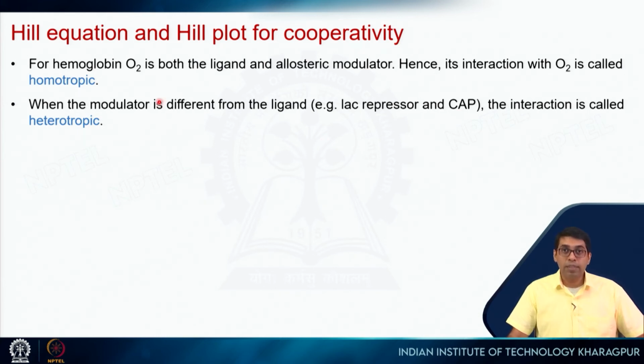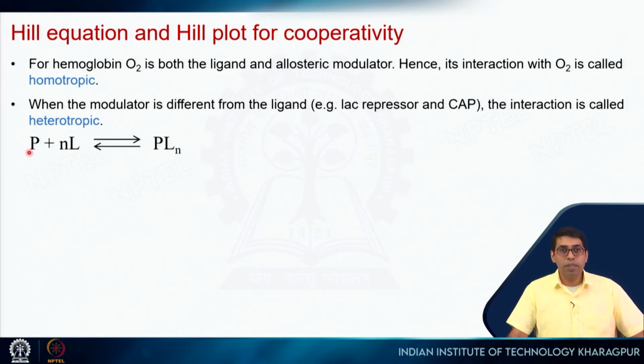So here the modulator is different from the ligand, and this type of interaction is called heterotropic interaction. But in case of hemoglobin, the modulator and the ligand are both oxygen. So binding of oxygen to one subunit results in tighter binding of oxygen to the second subunit, right? So here the ligand and the allosteric modulator are the same. In this case, the interaction is called a homotropic interaction.